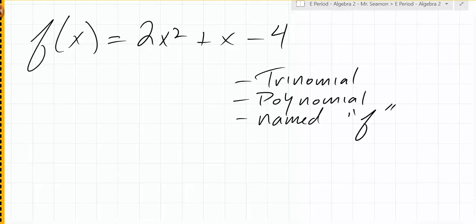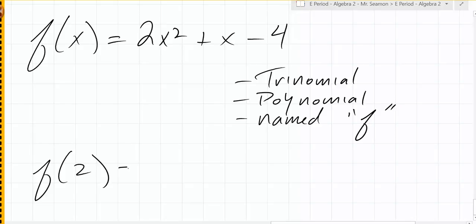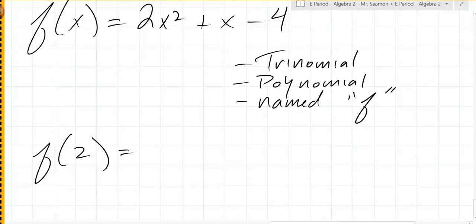You could call it Bob if you wanted to. It could be Bob of x. If you wanted to call it Bob, it would be Bob of x is equal to that. You can call it anything you want. Okay. So what does this mean? If I said this, what does that mean? Plug in what? Plug in x? Plug in 2 for x. Correct. Plug in 2 for x.